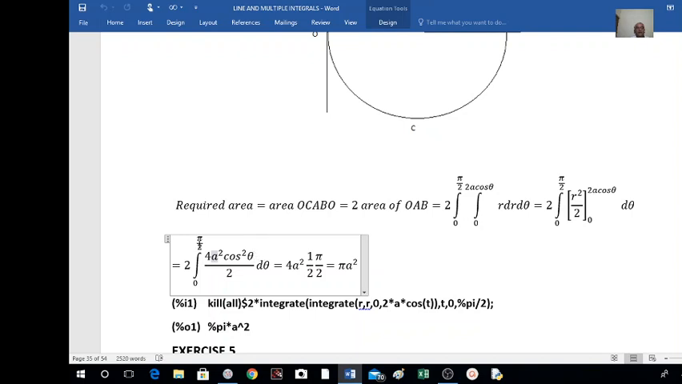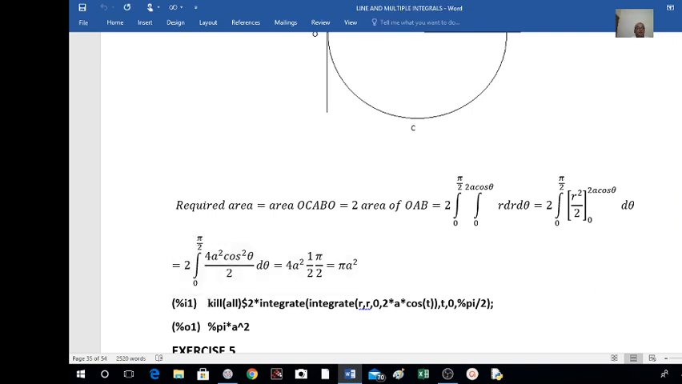We have to integrate this. Here we can apply the reduction formula. So the integral from 0 to pi by 2 of cos square theta d theta is nothing but numerator 1, denominator 2, and as this is even, into pi by 2 we are getting. Writing this using the reduction formula, that is 4a square into 1 pi divided by 2 into 2. Again 4 gets cancelled. This is equal to pi into a square. This is the area of the circle.